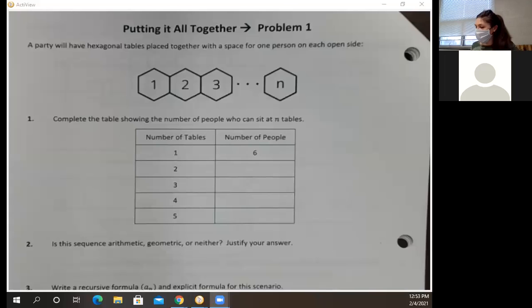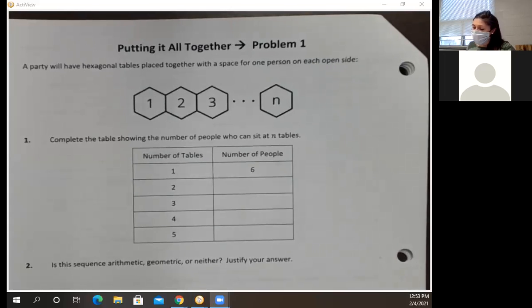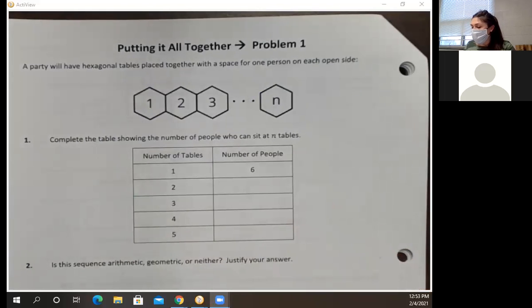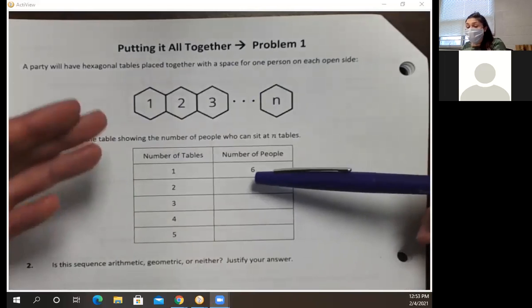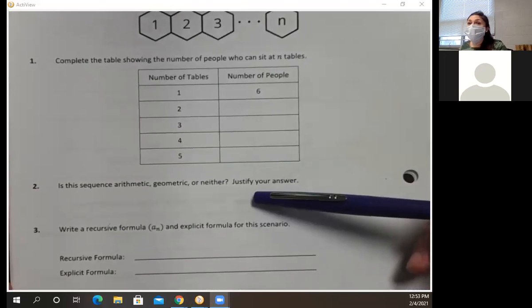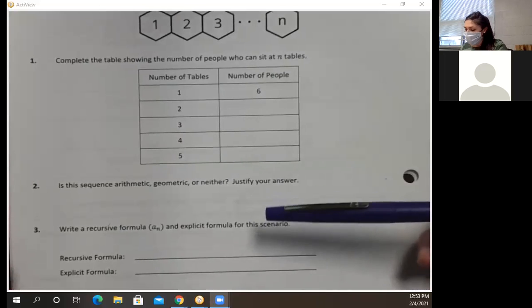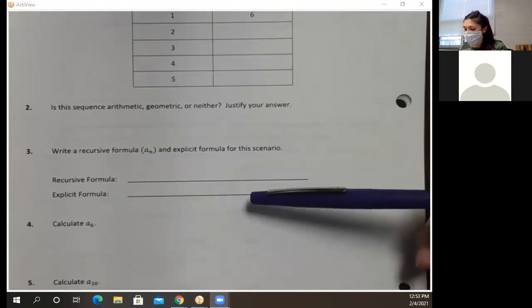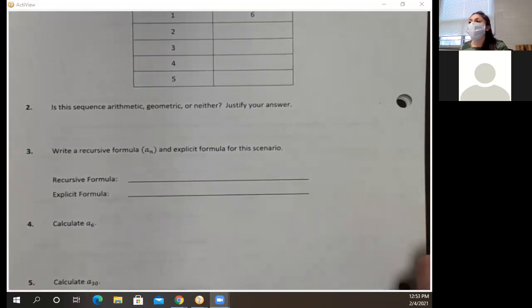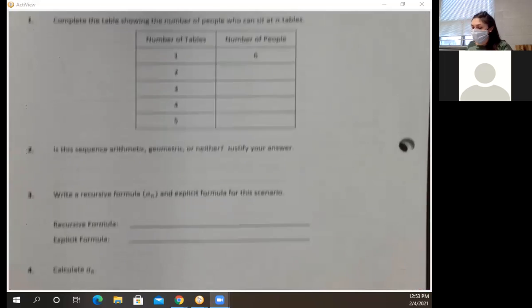So on page 16, we've got a problem described for us here at the top. We want to figure out, for this particular scenario, a few terms in our sequence. We're going to determine whether the sequence we've got is arithmetic or geometric. We're going to write a recursive and an explicit formula for our sequence. And then we're going to calculate a few future terms for the sequence.